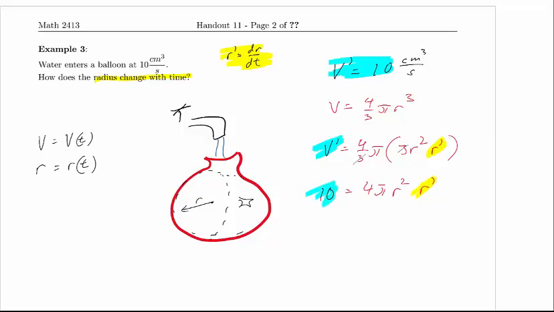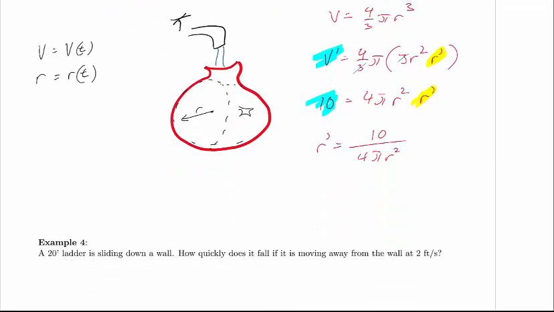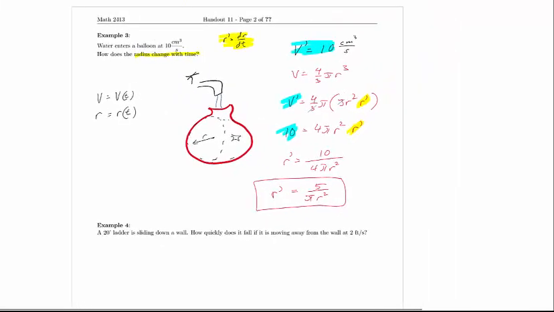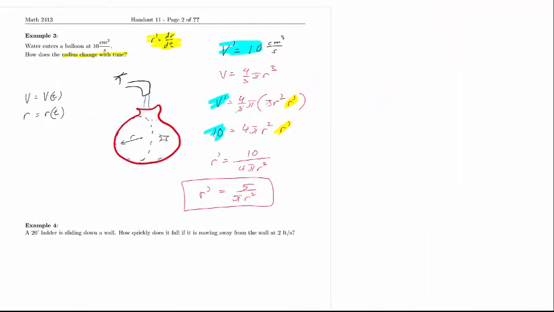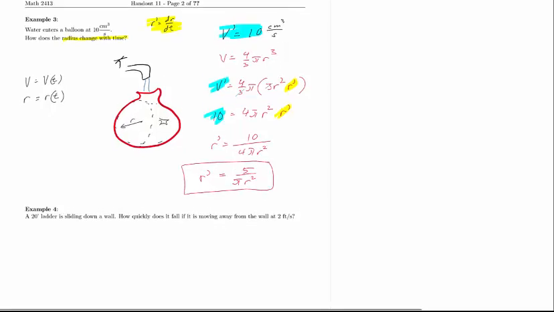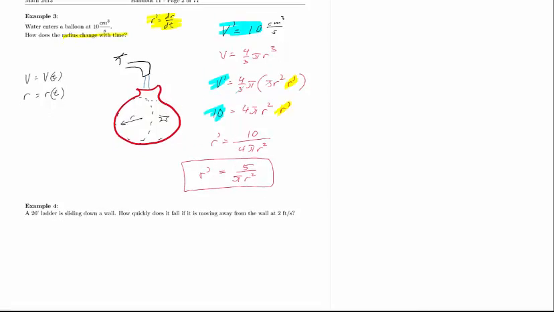And now we're simply solving for r prime. So r prime is 10 divided by 4 pi r squared, and we can simplify that down to 5 divided by pi r squared. And that's it. That's our answer, right? We'd have to go a little further if we want it strictly as a function of time, but we get it as a function of a radius, which we're given is a function of time, so this is good enough.